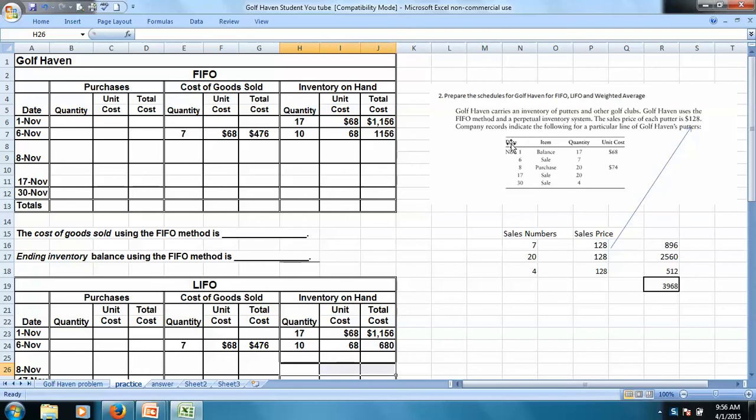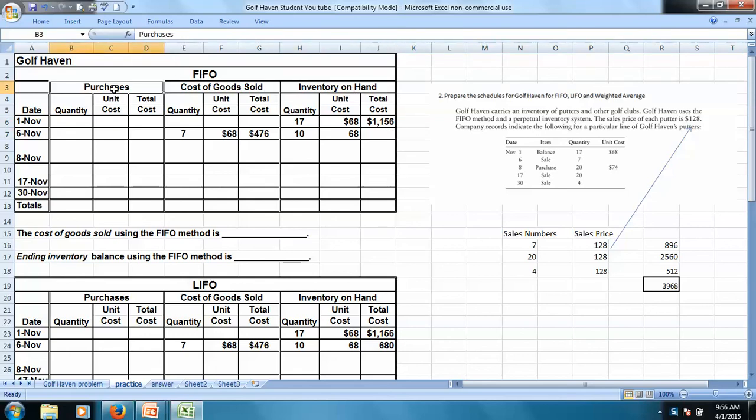On November 1st, we are a company that's been going on, and so we have a balance in our inventory from the previous period of 17 putters at a cost of $68. That is what vendors charged us for the putters. So we have 17 putters sitting in our inventory on hand that cost us $68 a piece for a total cost of $1,156.